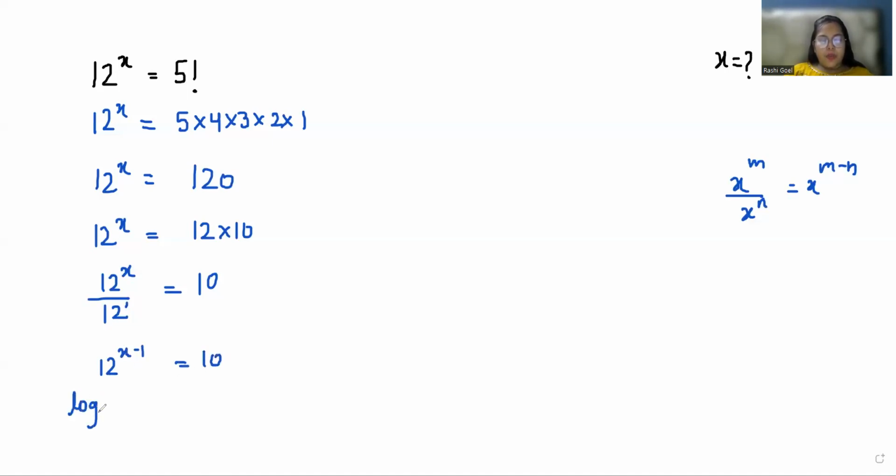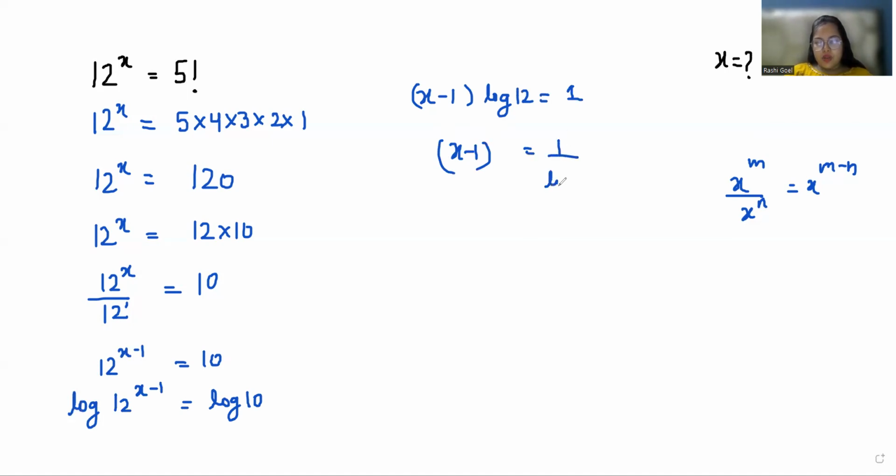Now I am taking log on both sides. So log 12^(x-1) = log 10. So (x-1) log 12 = log 10 = 1. So x-1 = 1 / log 12.